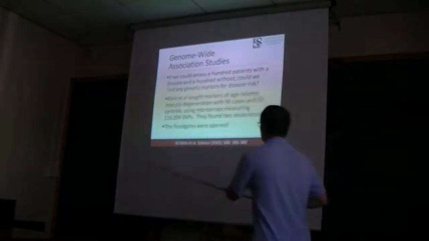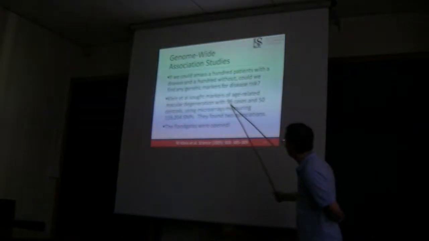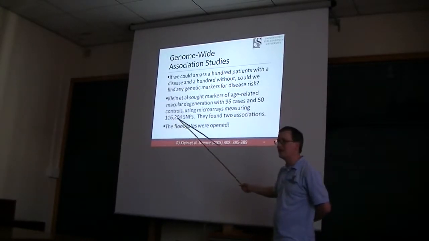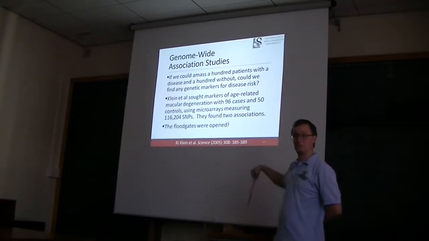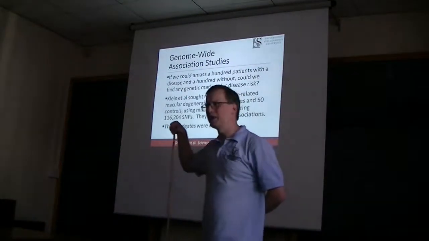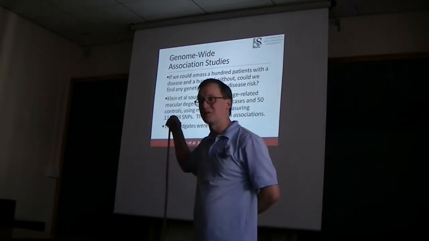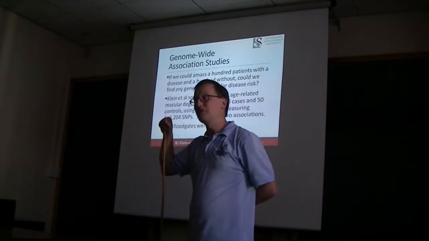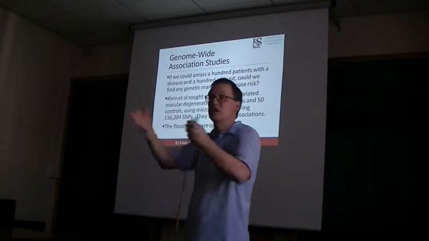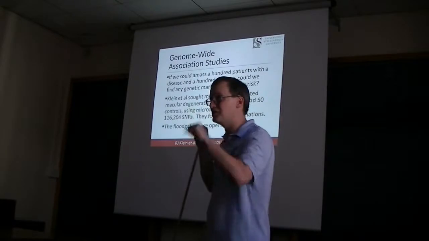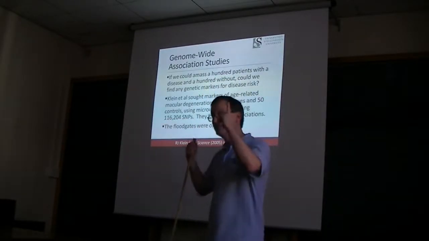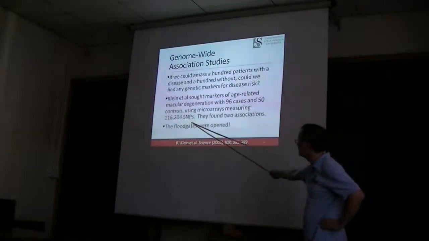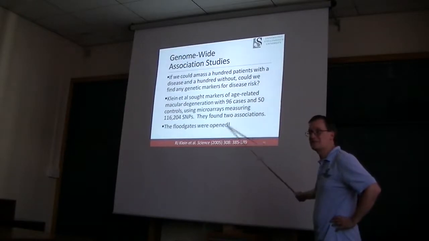That would be great. So, they had 96 cases and 50 controls, and they used microarrays that measured 116,204 SNPs. Pretty good, right? Well, now we were just talking about microarrays that had millions of markers that they measured. So in the time since 2005, in just one decade, we've gotten 10 times as much information about SNPs from the application of a single microarray. Keep that in mind. These technologies are always on the march. They're always getting better. Using these 116,204 SNPs, they found 2 associations.